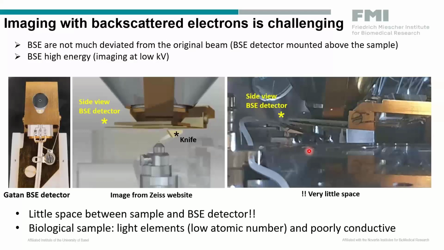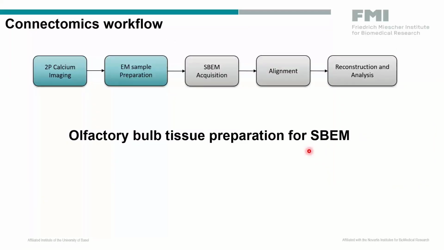And one of the problems, I would say, is that we are imaging biological samples, which are light elements, so low atomic number, and those samples are very poorly conductive. Backscattered electrons interact very well with heavy elements, with very high atomic number, and that's why we have to prepare the samples to make them conductive.